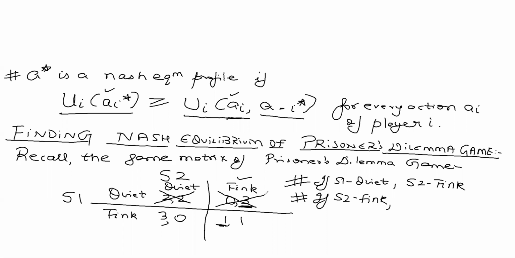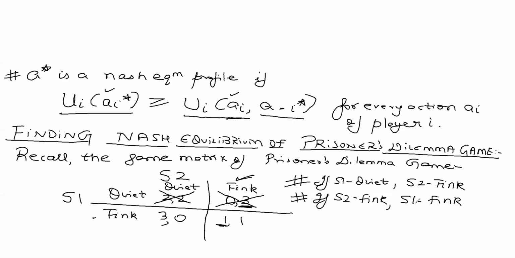So we have said that quiet, quiet is not the Nash equilibrium. Why? Because when suspect 1 remains quiet, suspect 2 will think. If suspect 2 thinks, suspect 1 will not remain quiet, because when suspect 2 is thinking, suspect 1 will get a higher payoff from thinking, because 1 is more than 0. So when suspect 2 thinks, suspect 1 will also think. So quiet, think is not the Nash equilibrium.